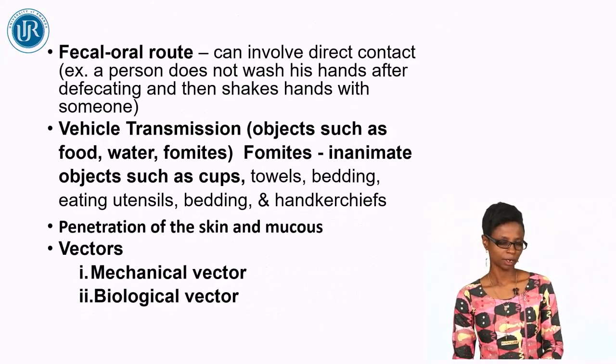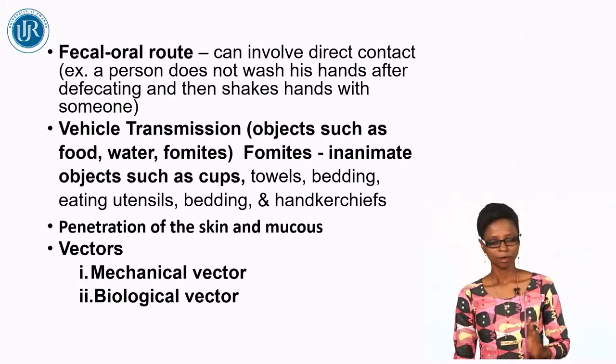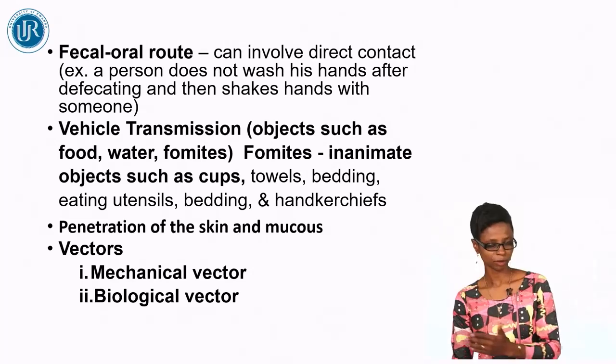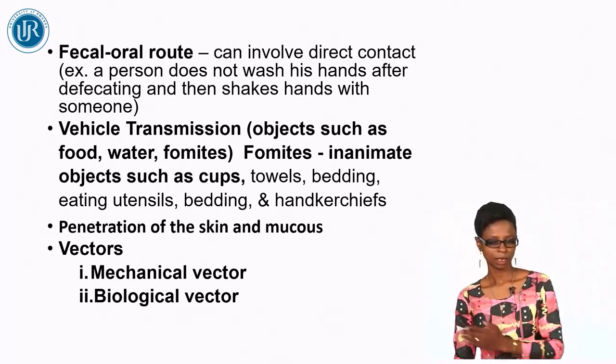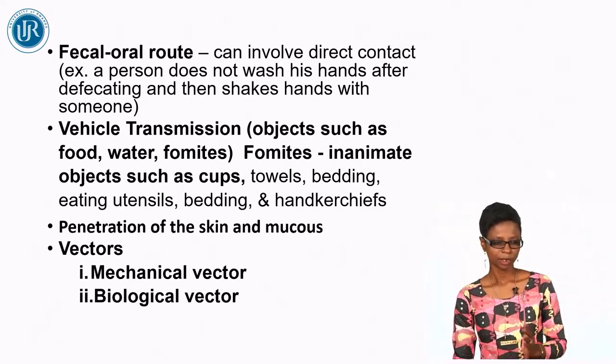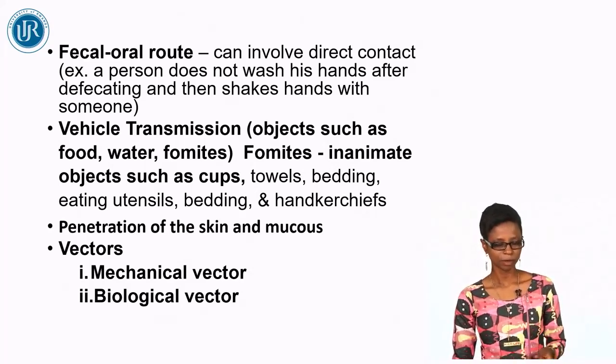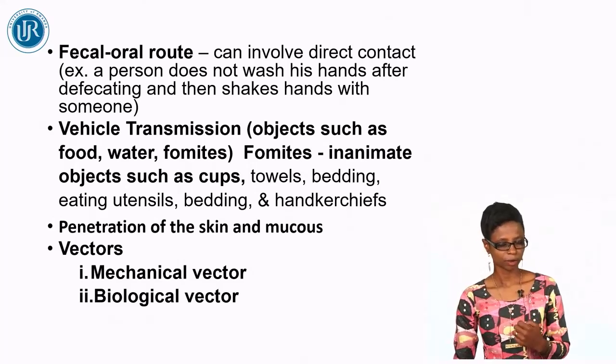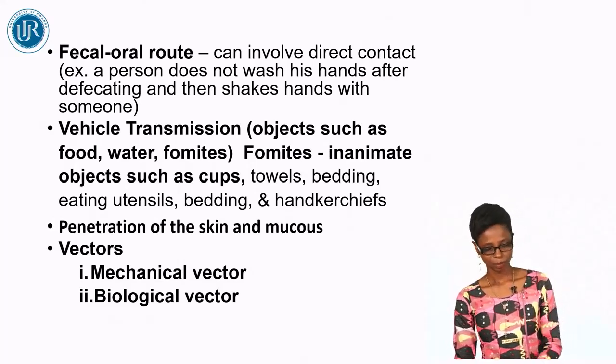We also have parasites which can be transmitted through the fecal-oral route. In that case, with direct contact, for example, a person does not wash his hands after defecating and then shakes hands with someone, spreading those microorganisms to the person he shakes hands with. They can also be transmitted through vehicle transmission, where you talk about food. The parasite can go on the food or in the water, and when you take that food, you ingest the parasite and can be infected.